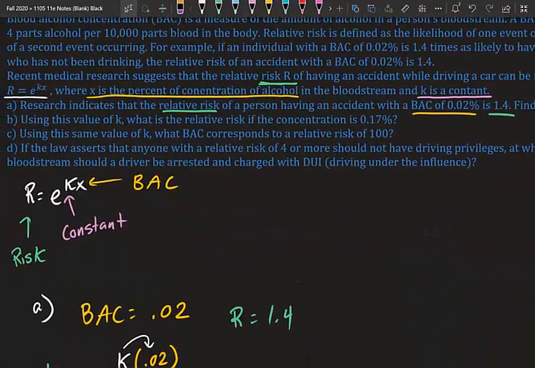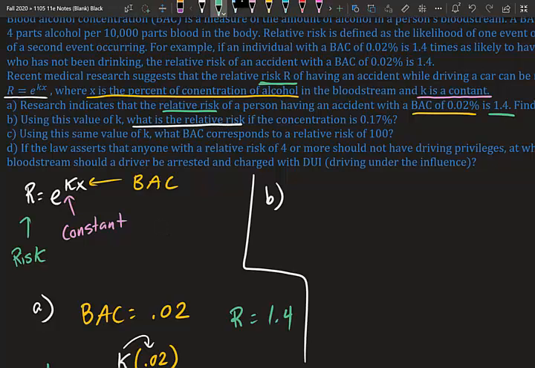Part B, using this value of k, what is the relative risk if the concentration is 0.17%? So part B is asking, what is the risk if your BAC, your concentration, is 0.17? And it says to use the constant we found. So the k we found was 16.82.